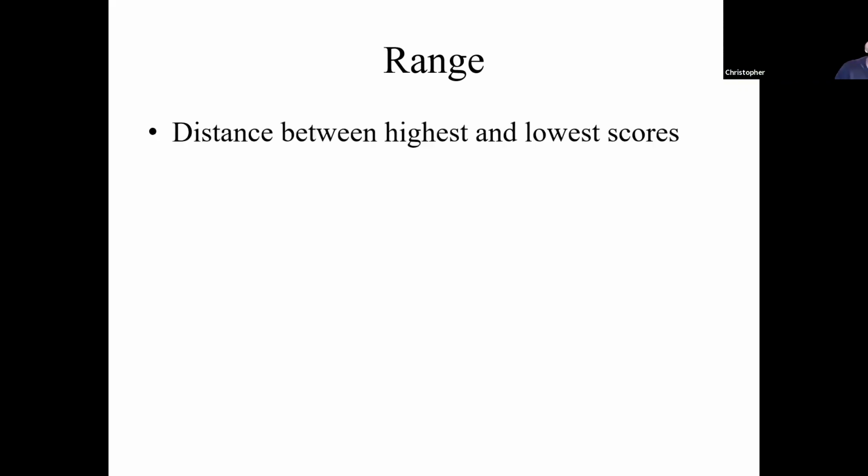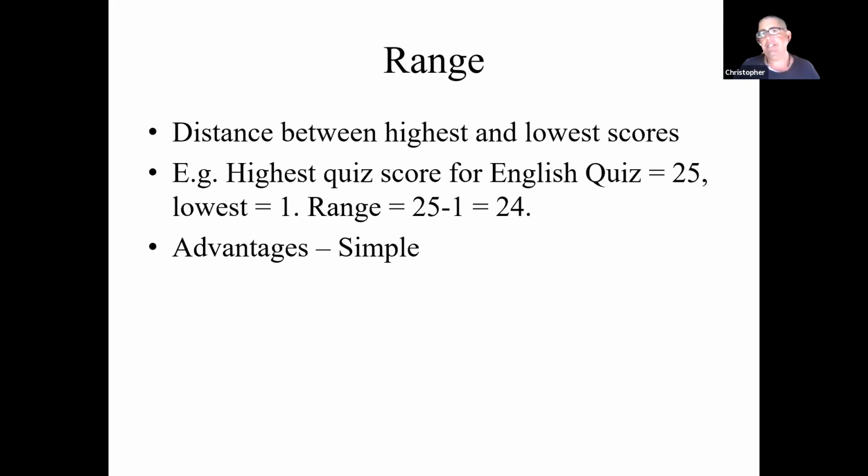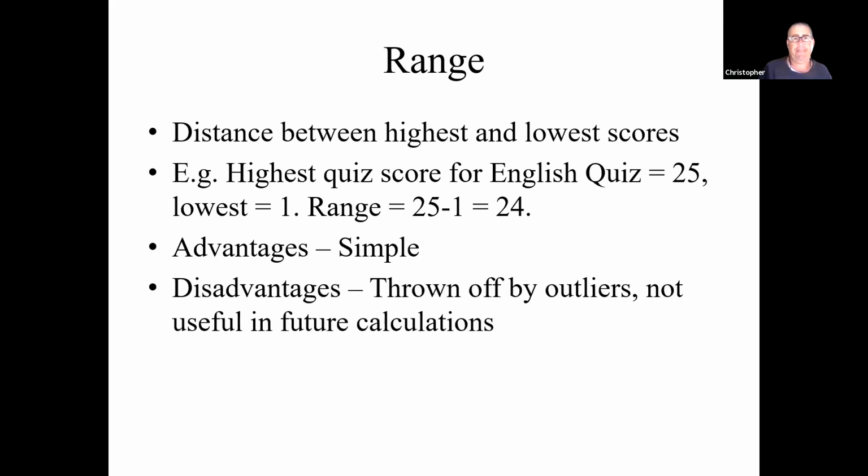So what's what? The range. That's simply the distance between the highest and the lowest scores. If the highest quiz score for an English quiz was 25, the lowest was a 1, the range would be 24. Advantages of this is it's really simple. We can calculate this without even needing really a formula. Disadvantages, it's pretty thrown off by extreme scores or outliers, also not particularly useful in future calculations.